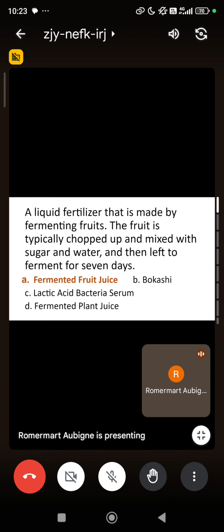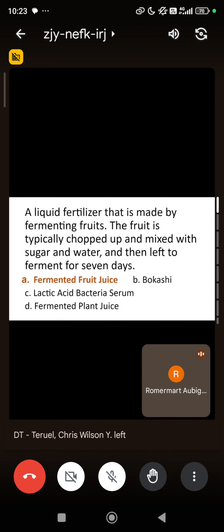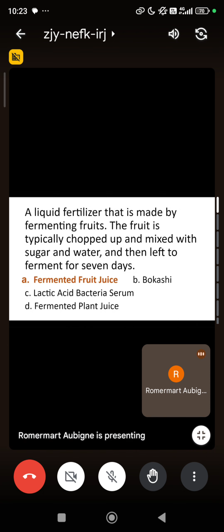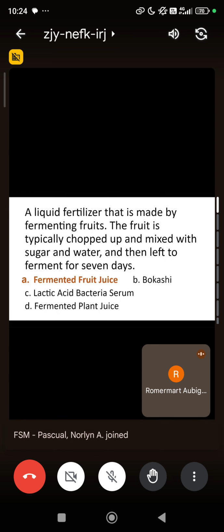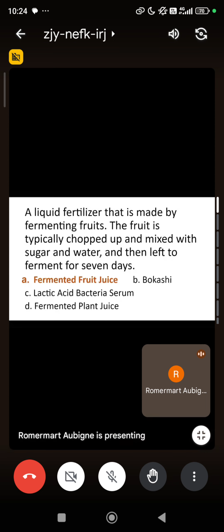So yung pag gumawa po tayo nito, maasim-asim na manamis-namis dapat yung amoy ng ating product para hindi sira yung ating gawa. Then dapat puti. Kung may other color na, sira po yung ating ginawa, mga solution, liquid fertilizer.